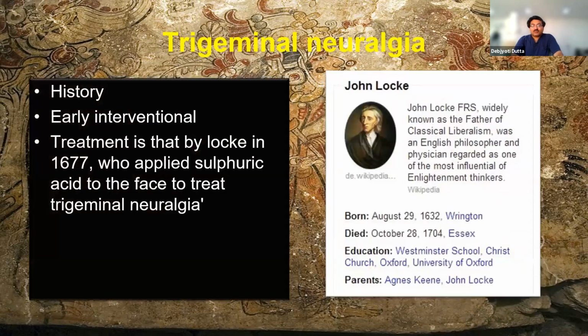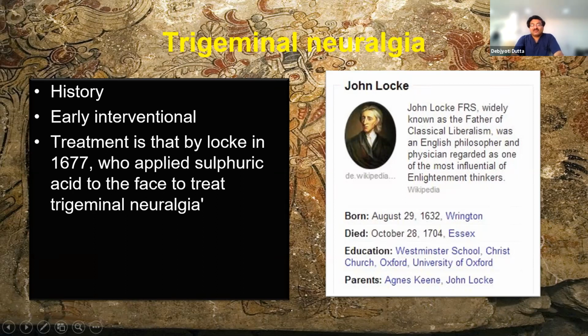The next trial of intervention was first done by John Locke in 1677. What he did was apply sulfuric acid on the face of the patient to treat the trigeminal neuralgia. In that way, the attempt to manage trigeminal neuralgia was started.